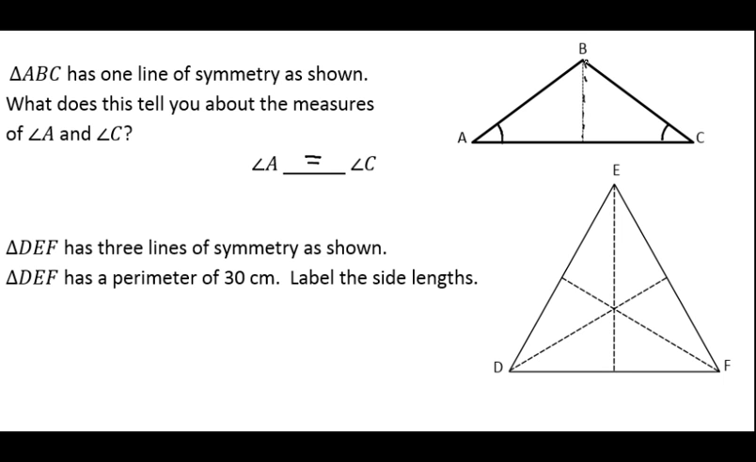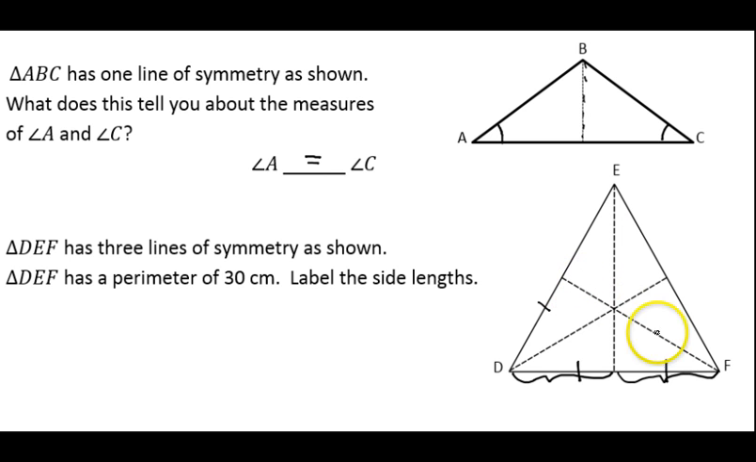The next question says, triangle DEF has three lines of symmetry as shown. Triangle DEF has a perimeter of 30 centimeters. We are to label the side lengths. So since each of these lines is a line of symmetry, it means that it has cut the triangle in half each time. So this measurement is the same as this measurement. So I'm going to put a hash mark here telling you that those two sides are equal. It also means that with this line of symmetry, this side is also equal to this side.